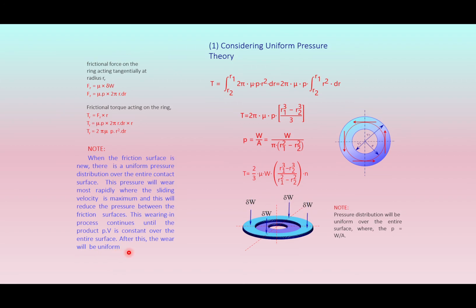So initially it's uniform pressure theory. After you have used it for some time, when things start to wear off and the surface is no longer of uniform thickness, the pressure distribution over this surface will no longer be uniform, and hence you must use uniform wear theory after that.